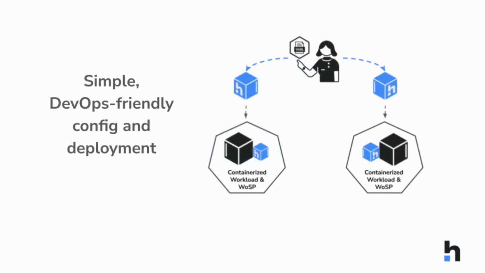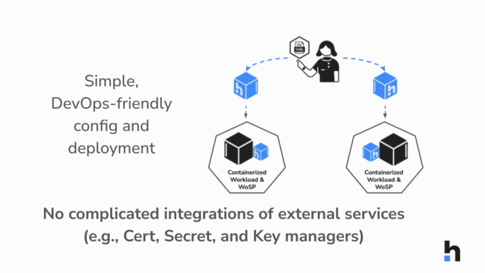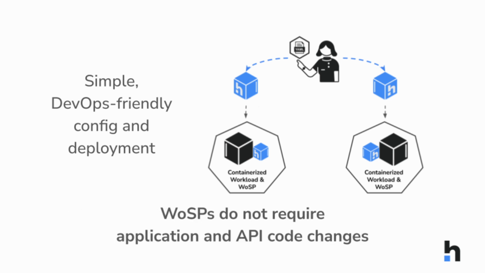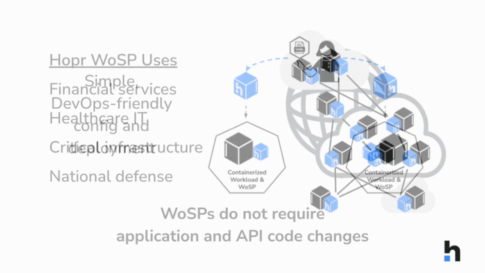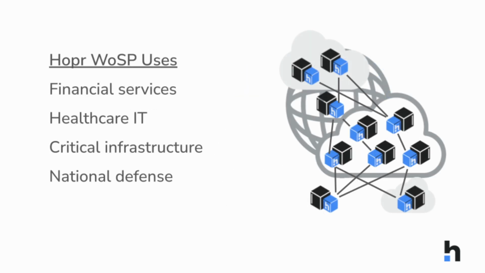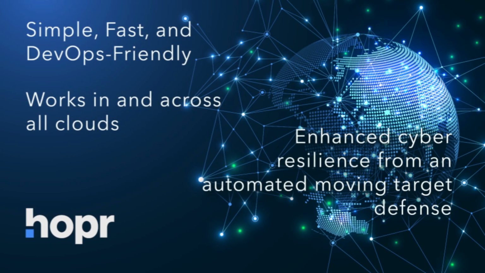But these advantages and benefits are not very helpful unless the WoSPs simplify configuration, deployment, and maintenance. There is good news here too. WoSPs are much simpler to configure and deploy than conventional app networking solutions that involve trial and error implementations and are difficult to maintain. A simple DevOps-friendly process eliminates the need for complicated integration and code changes necessary to accommodate external centralized cloud managers. Hopr WoSPs are an ideal fit for cloud application networks that operate in high-risk industries such as financial services, healthcare IT, critical infrastructure, and national defense. The cloud-native containers enable on-demand, quantum-proof, ultra-secure application networking with verified trust across all cloud environments.